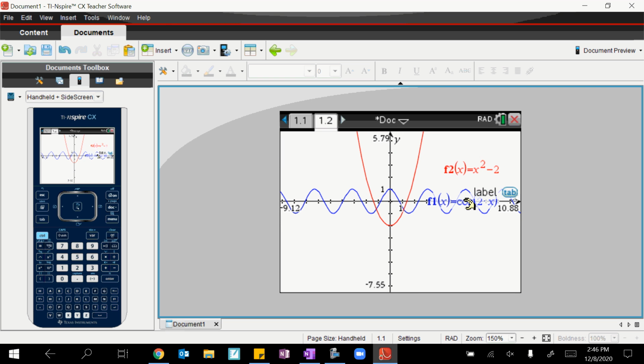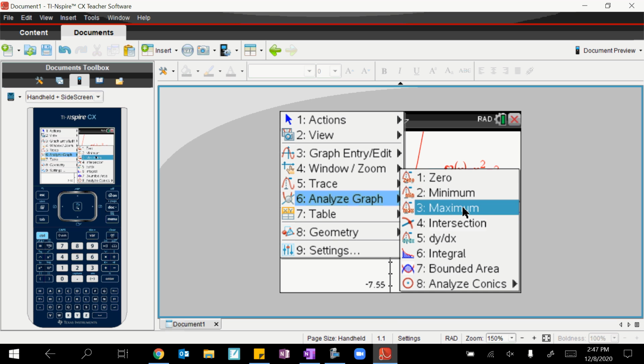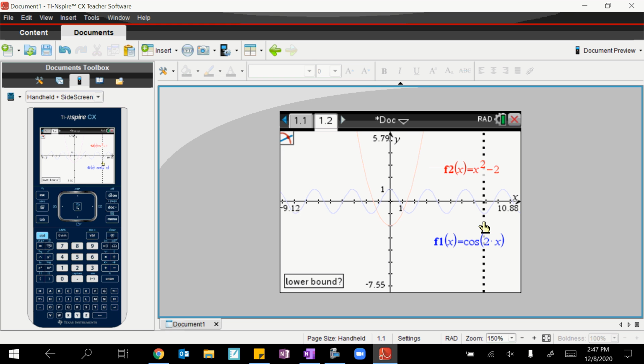Yes. Okay. So intersection points, hit that menu key, analyze graph, intersection. I know it's been a while, but there it is. When it says lower bound, I need you to click somewhere to the left of the intersection point you're looking for. Where it says upper bound, click somewhere to the right of the intersection you're looking for, but not so far away that it snaps over to the other one.